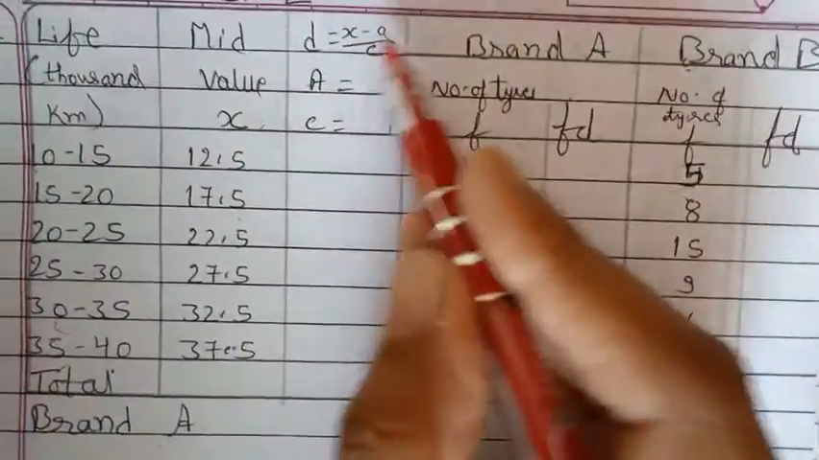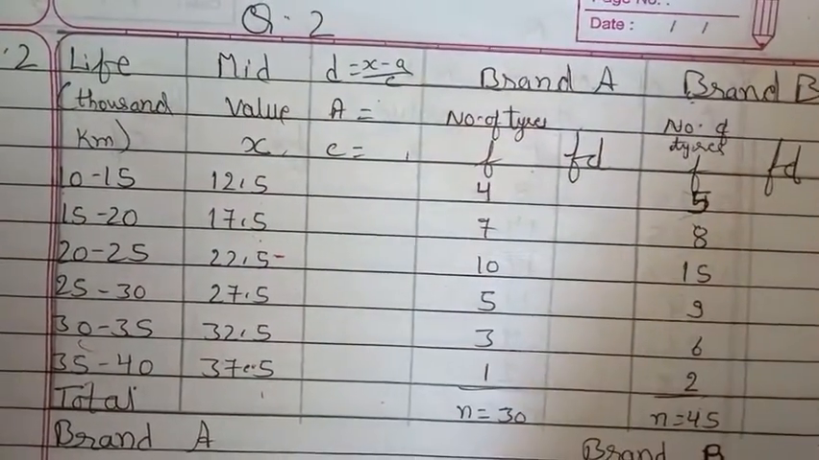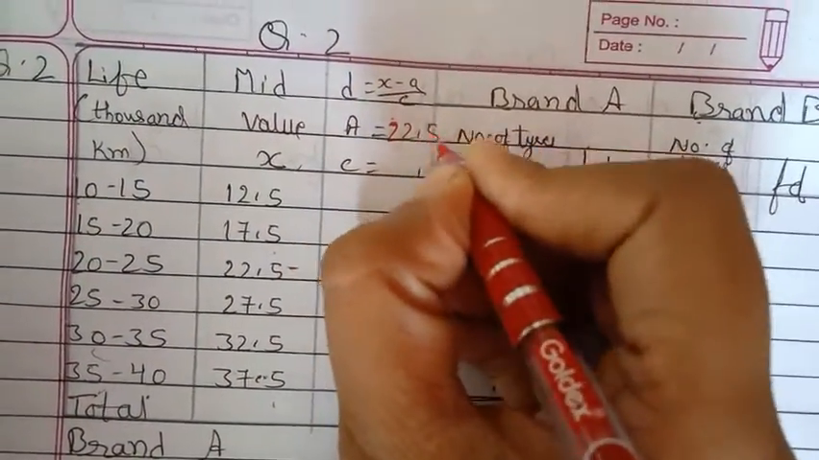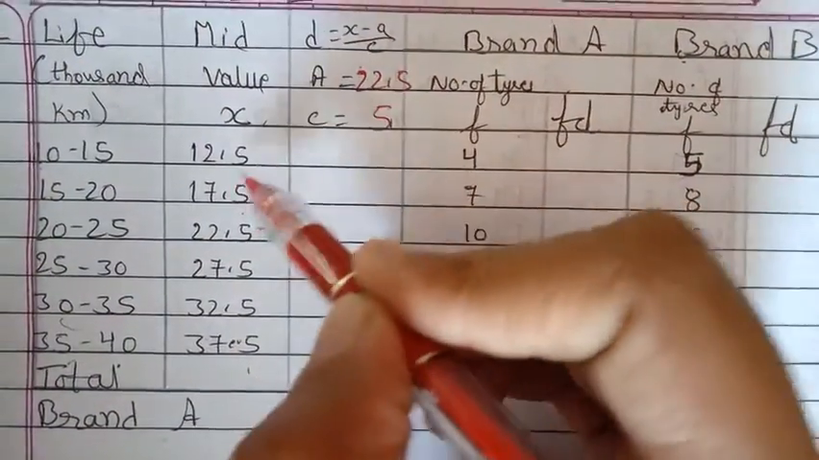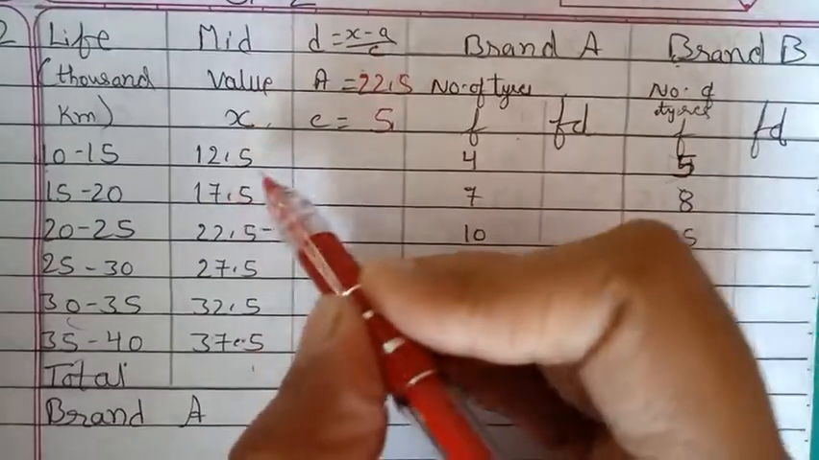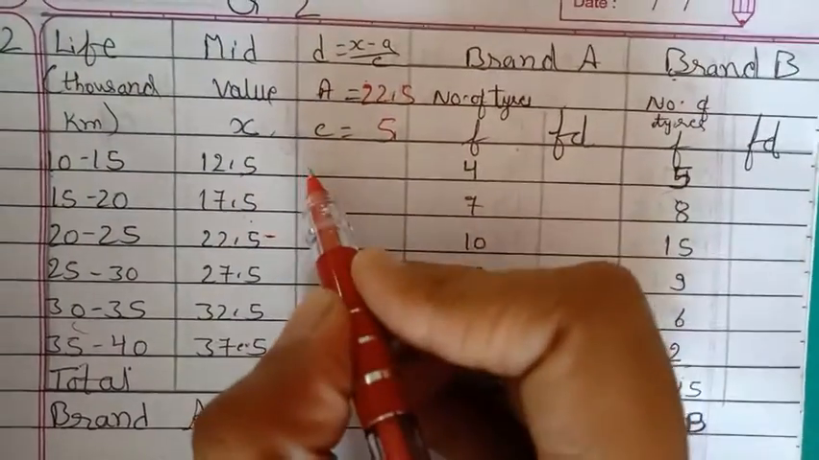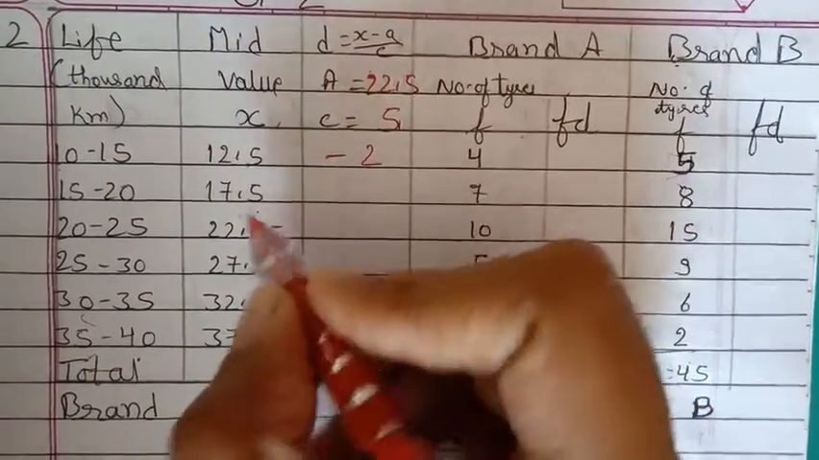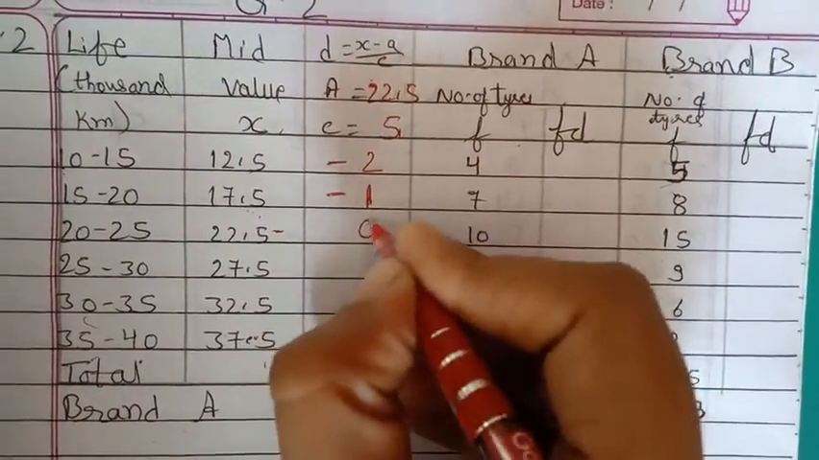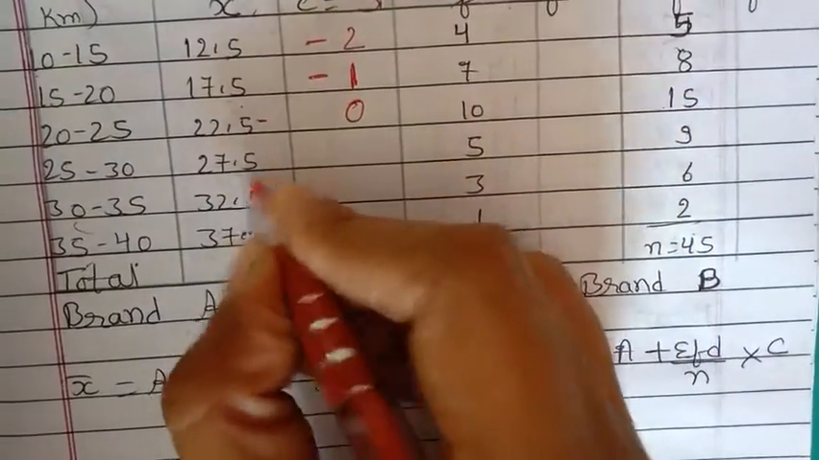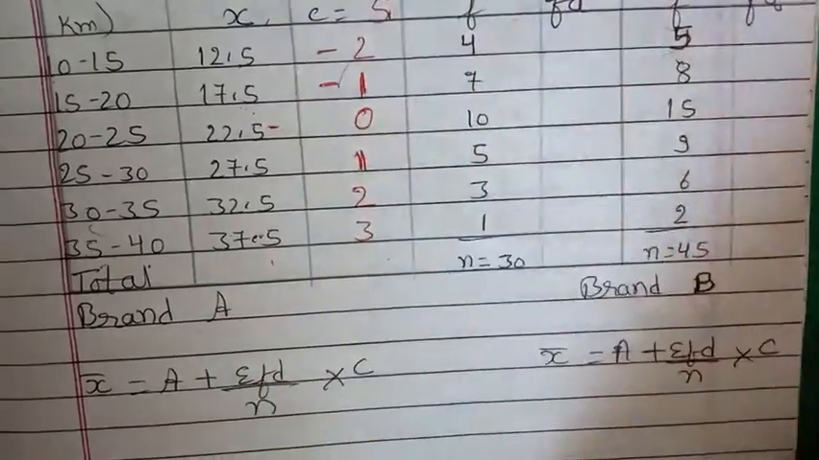Now we will find D, that is (x minus A) upon C. A is the assumed mean, so we will assume it to be 22.5, and C is the class length, which is 5. Now how to find D, everybody knows, right? 12.5, that is x minus A, 22.5 divided by 5, that will give you minus 2. 17.5 minus 22.5 divided by 5 will give you minus 1. 0. Here 27.5 minus 22.5 divided by 5, so 1, 2 and 3.